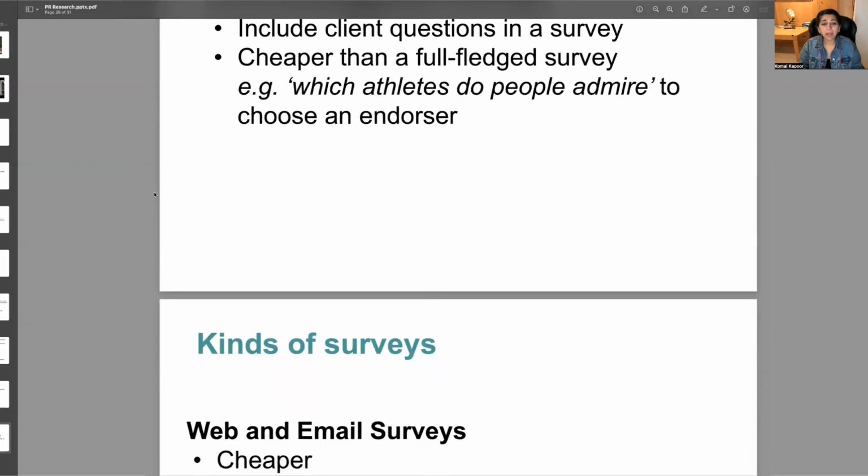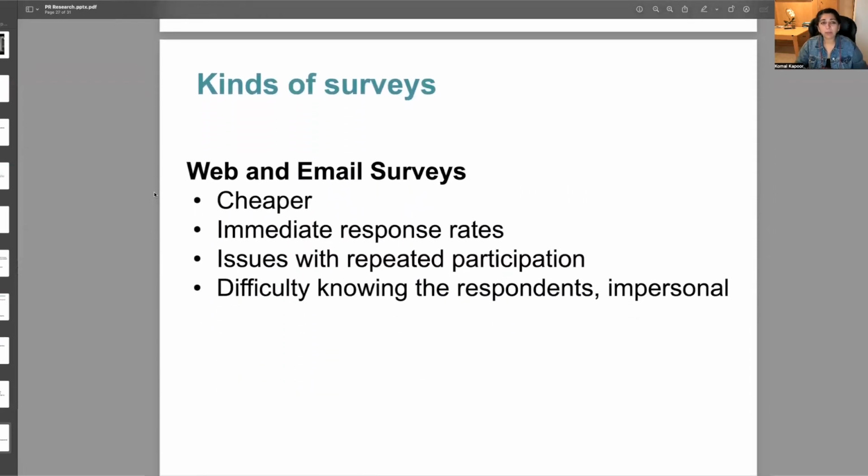Okay. And then I'd like to talk about the cheaper surveys, right? These are the web surveys, email surveys, very, very cheap. A lot of brands would do it. What do you think about this stuff, right? Even polls. Nowadays, you've got polls. You can do polls on Instagram. You can do polls on Facebook. You can even do polls on WhatsApp.